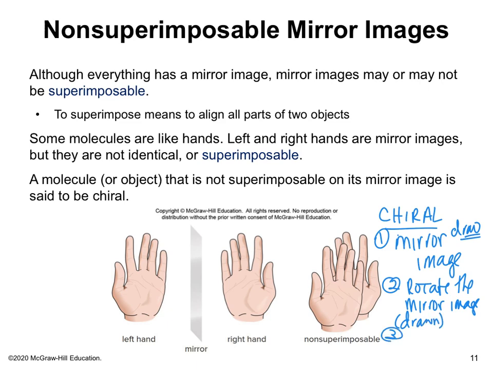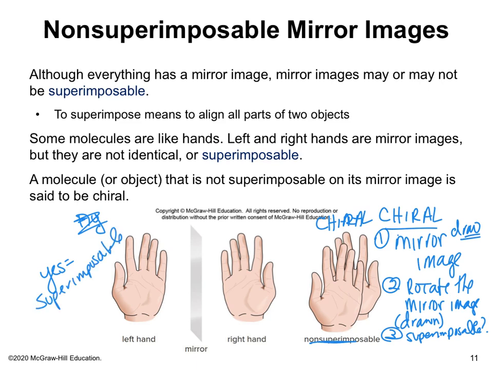And then you're going to ask yourself, superimposable or not? If it's non-superimposable, then that means it's chiral. If yes, that they're superimposable, meaning they're the same, then it's achiral. And the "a" means without chirality.